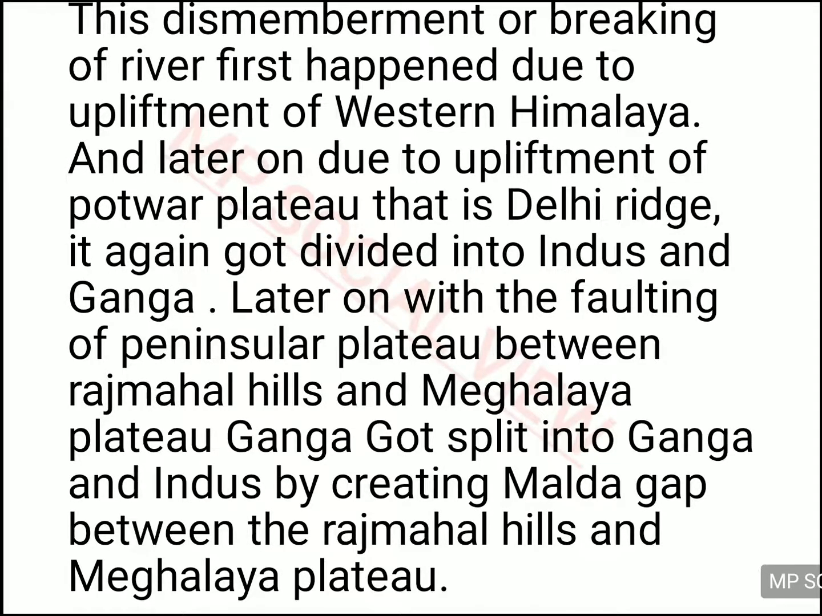The faulting happened in the eastern side of India, on the Ganga side. So the Ganga was broken in 2 parts, and one became Ganga, and in the easternmost side it became Brahmaputra. In this way one river was divided into 3 different rivers. And when this faulting was happening in the peninsular plateau, the Malda gap was created between the Rajmahal Hill and the Meghalaya Plateau, and in course of time this gap was filled with erosional material and turned into a plain.